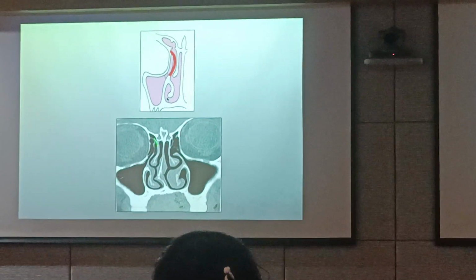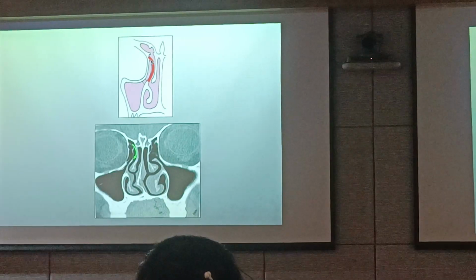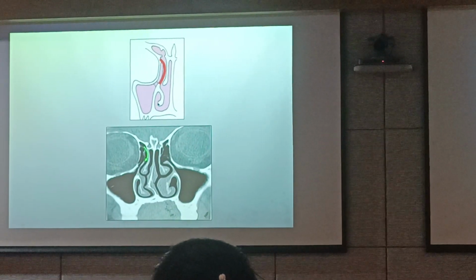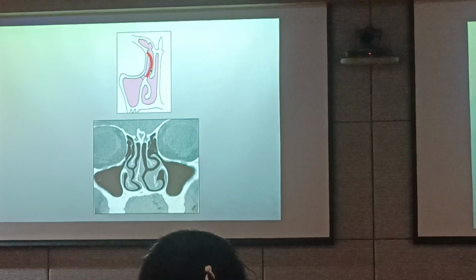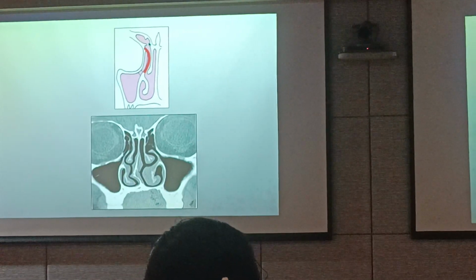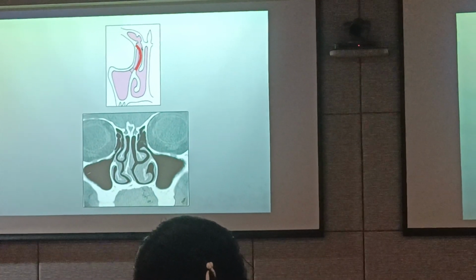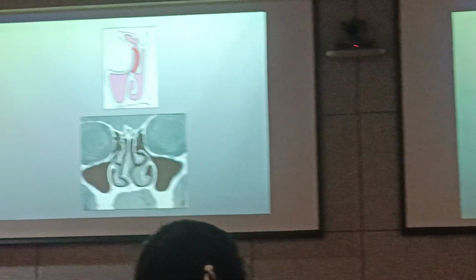So that's the frontal outflow tract, medial to the uncinate. Look at that. That's the uncinate attaching to the lamina papyracea, and this is the frontal outflow tract. See, that's the uncinate attaching to the lamina, and this is the frontal outflow tract.